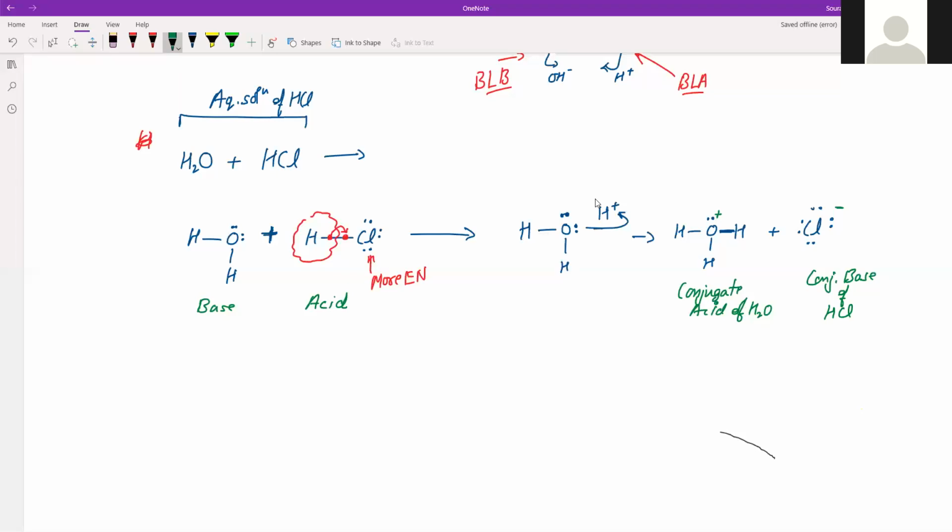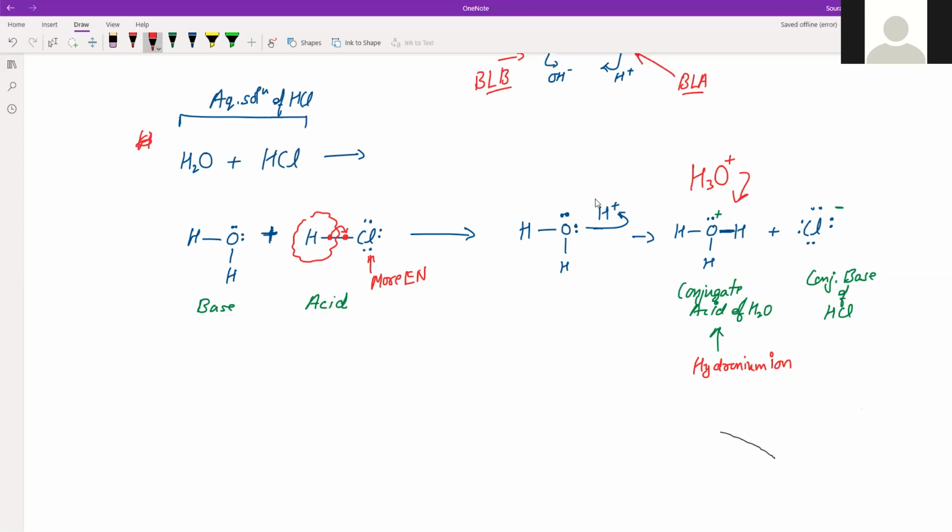And this H3O, which is called the hydronium ion. H plus, or the proton, is actually present in this form. Mostly it will be written like this, H3O plus. So this is nothing but this, and this is called the hydronium ion. And as you can see here, this is the conjugate acid of the base, which in this reaction is water.